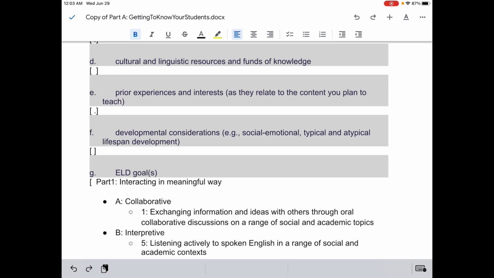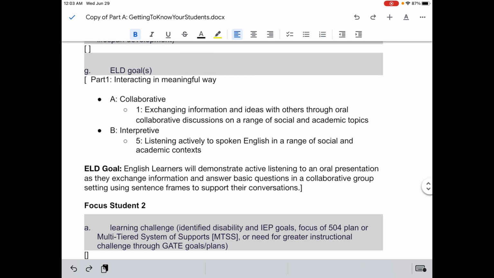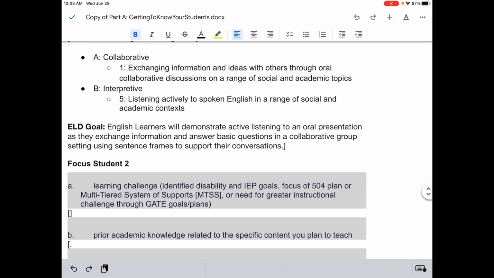And then we have part G, ELD learning goal. This section is very challenging, because we have to be very specific in this section. We have to try our best, because this is one of the main things that our graders look at. And if we don't know how to write an ELD goal, then we do get points deducted.